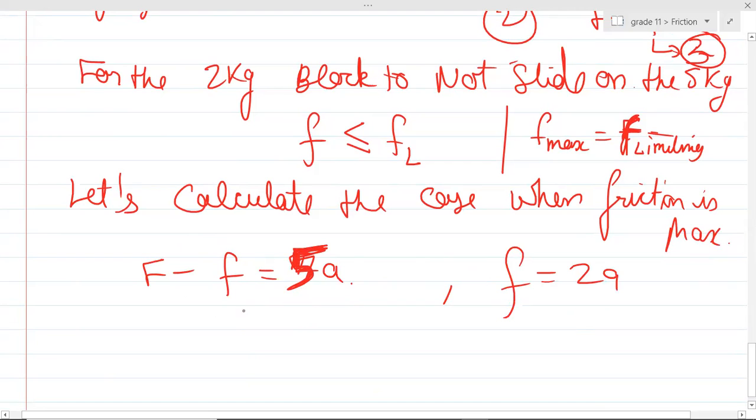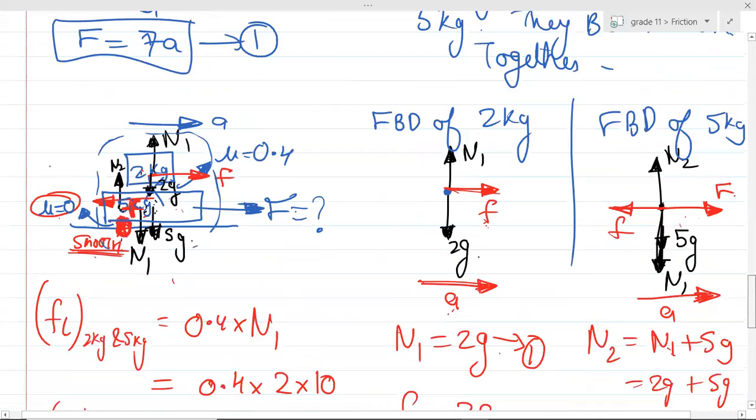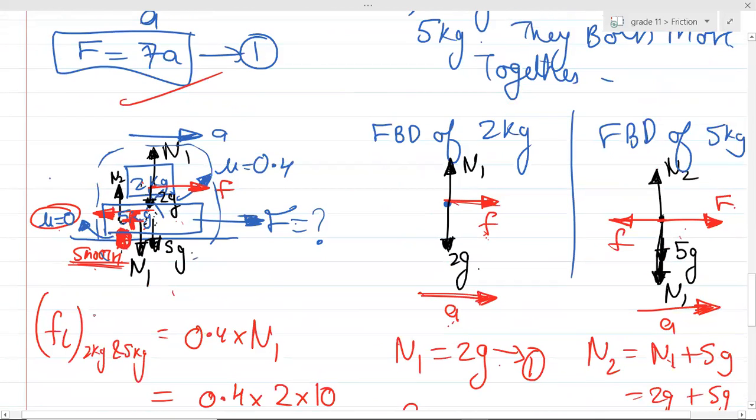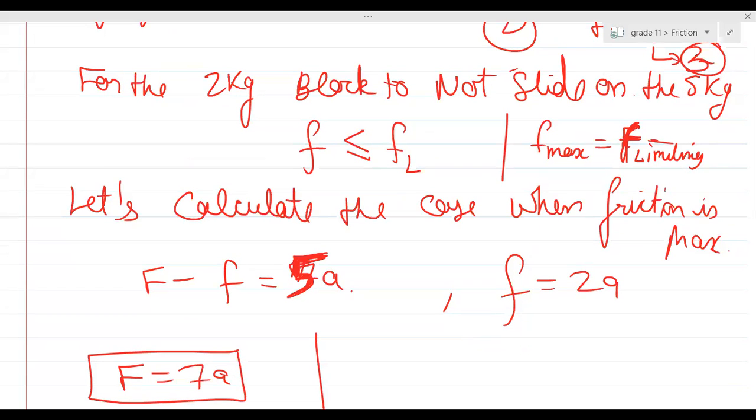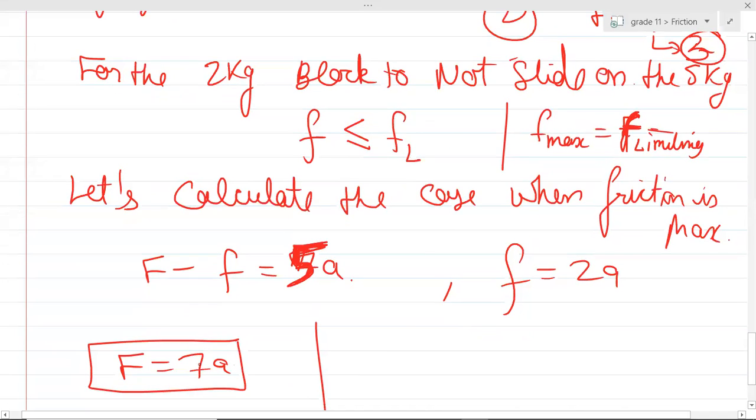So can you see, when I add both of them, friction and friction will get cancelled and F will be equal to 7a. This equation we already wrote. Are you getting my point, guys? So can you see the concept is true? Even after solving everything, we are getting the same equation. So the concept which we applied is true, right? Yes or no, guys?